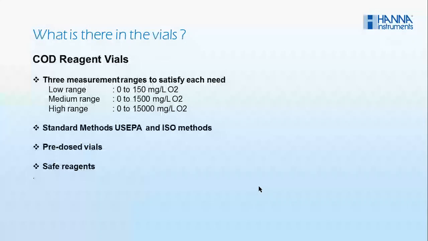So you might have a question: what if my sample doesn't fall in this range? You just dilute the sample with DI water to 10% or 15%. It will fall in the range of the vials and you can use the vial accordingly and measure the COD. And once you get the result, multiply it with the dilution factor.